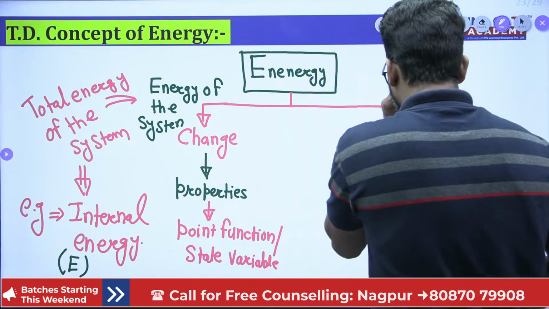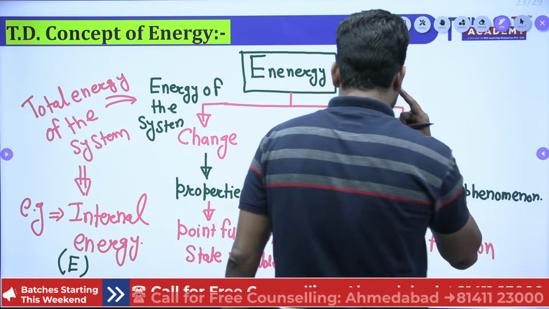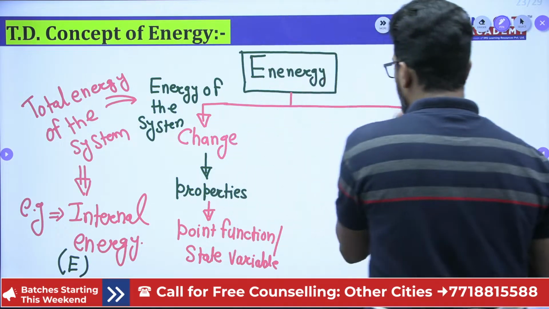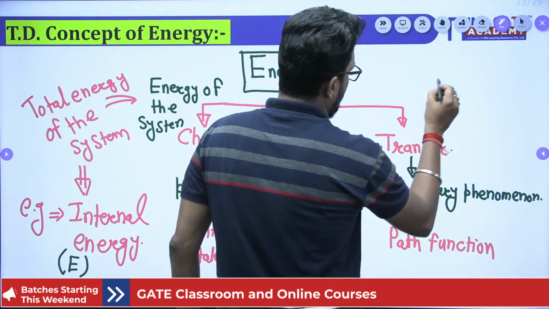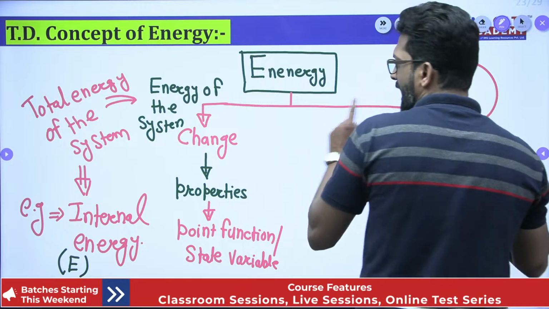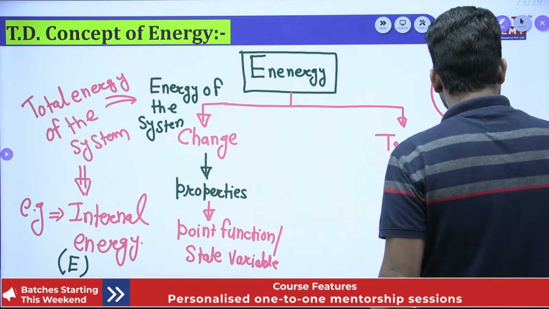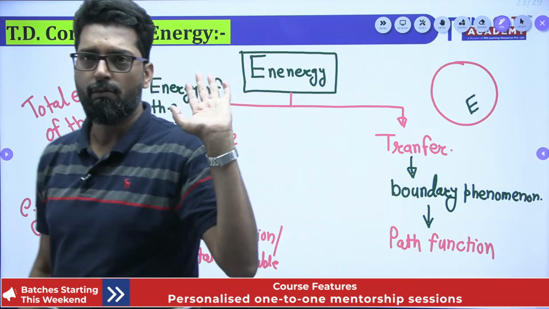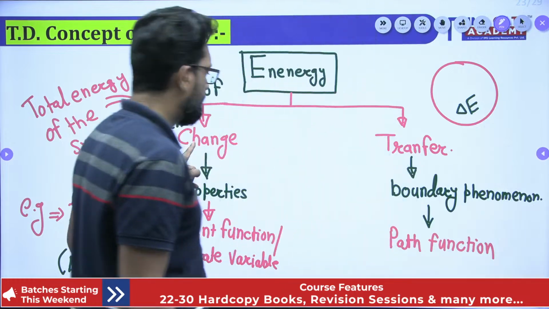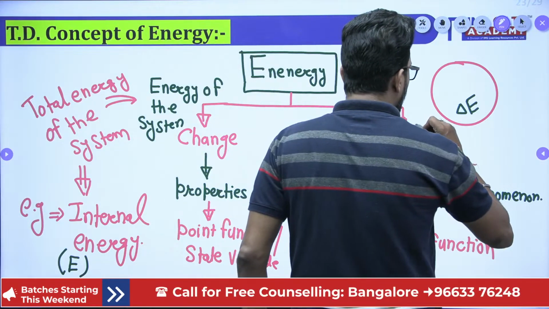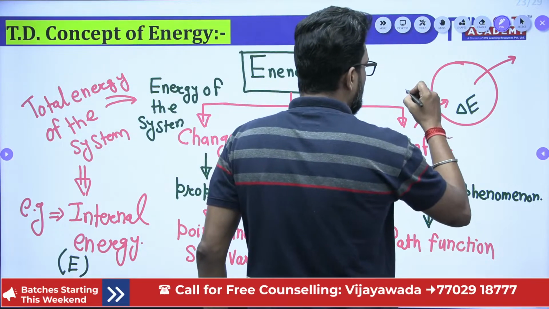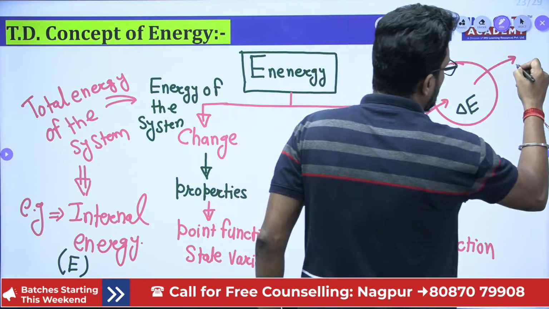Now, transfer, that means not an energy of a system. This is a transfer mechanism. That means it should cross the boundary. If this is our system, and the system has a total energy E, this system energy will change, not transfer. This system energy will change when there is something in and something out, or only in, or only out. In general, we take work in, and heat out.